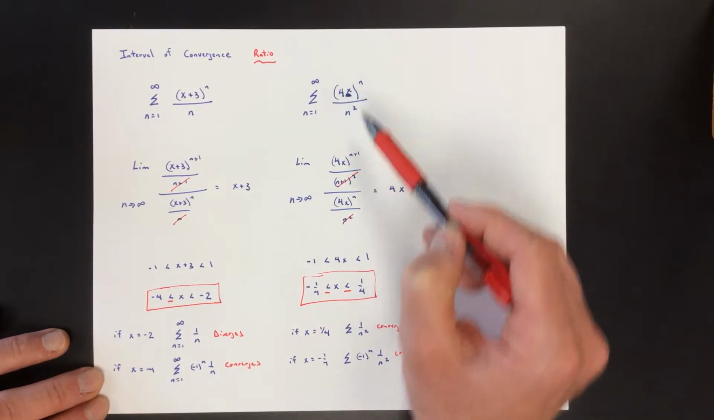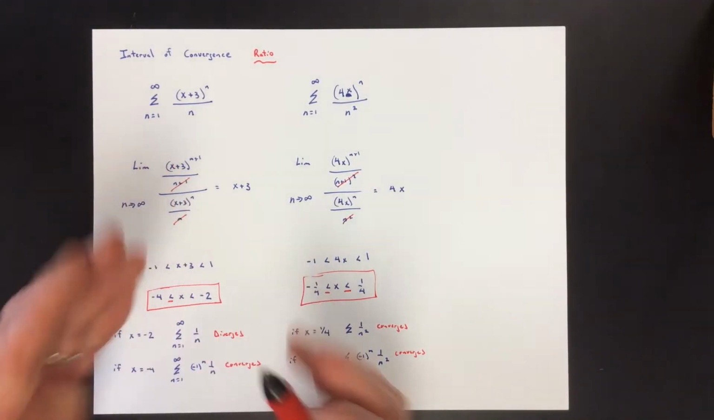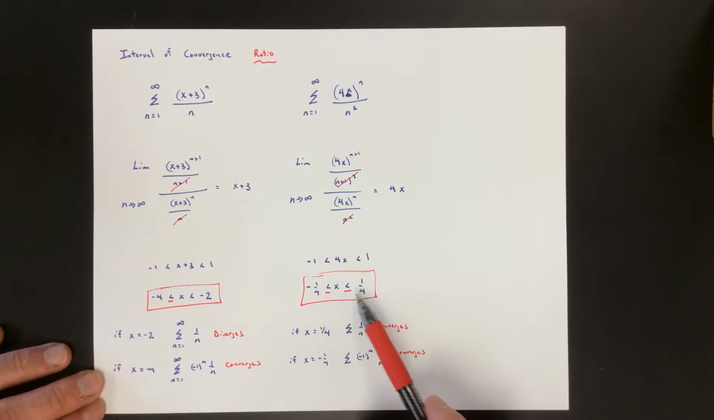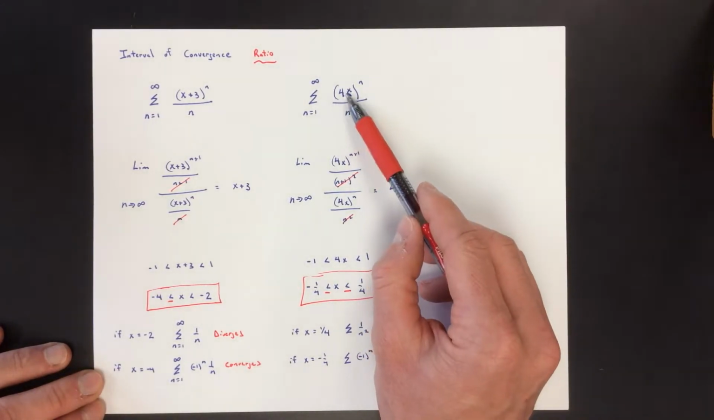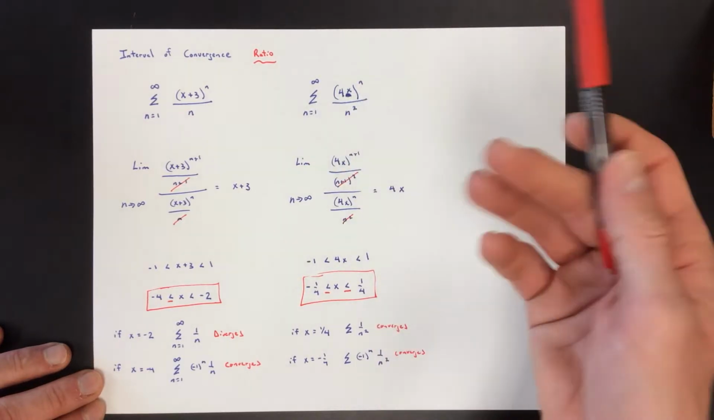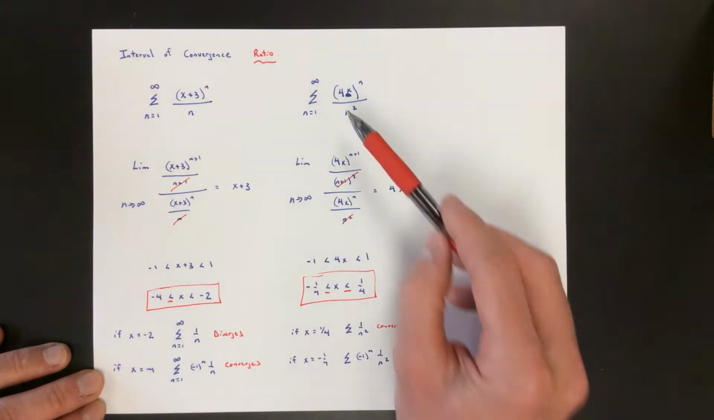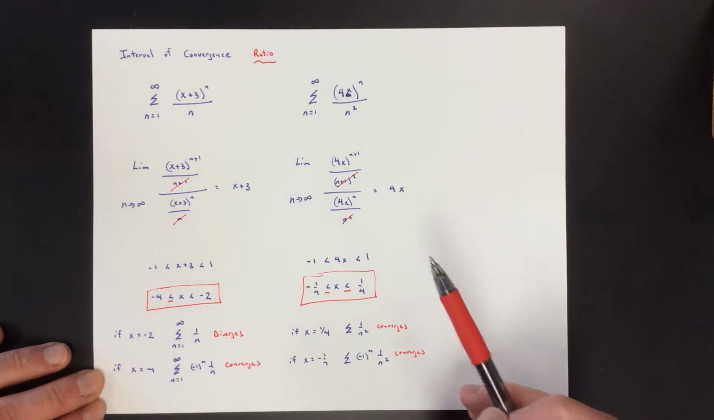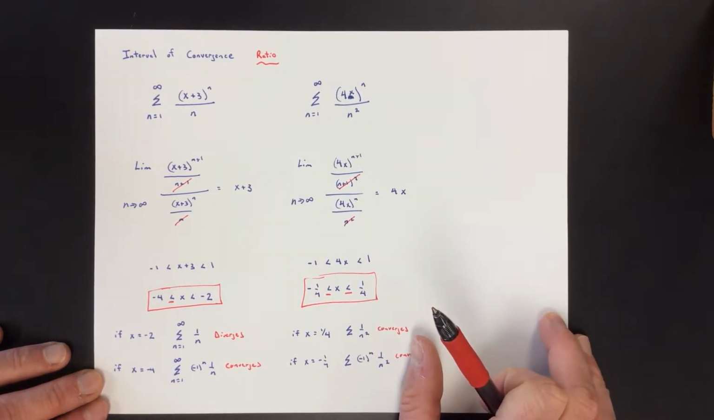So multiplying this by 4 actually shrinks what x can be. Because if x is bigger than 1/4, then 4 times x is bigger than 1. And then something bigger than 1 to the n will make it diverge. And so that 4 is a very predictable thing in terms of how it affects everything.